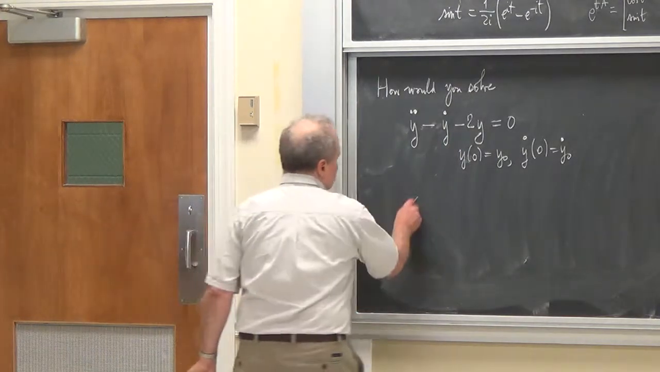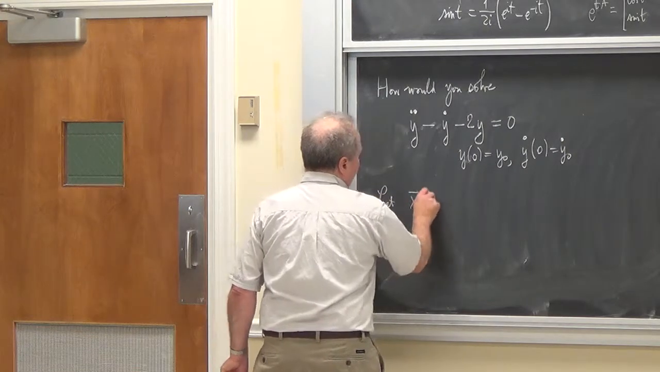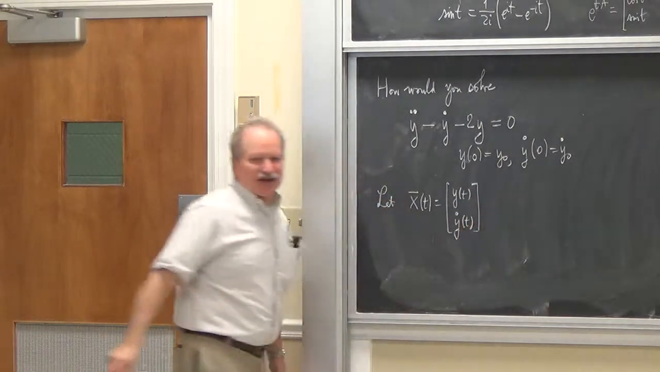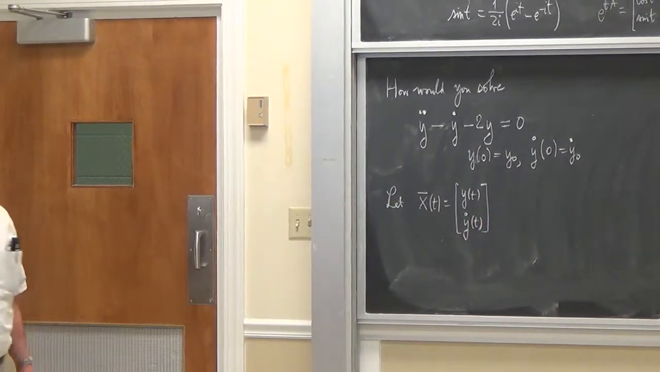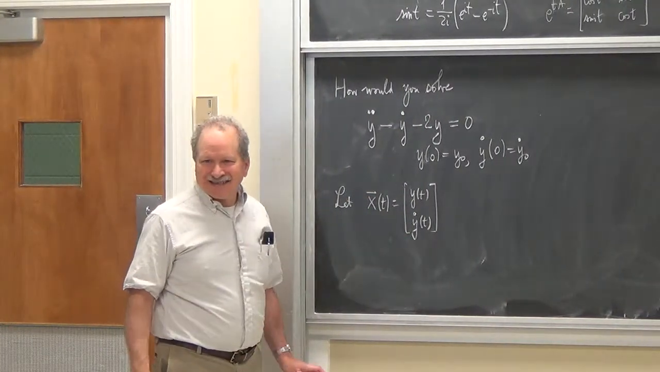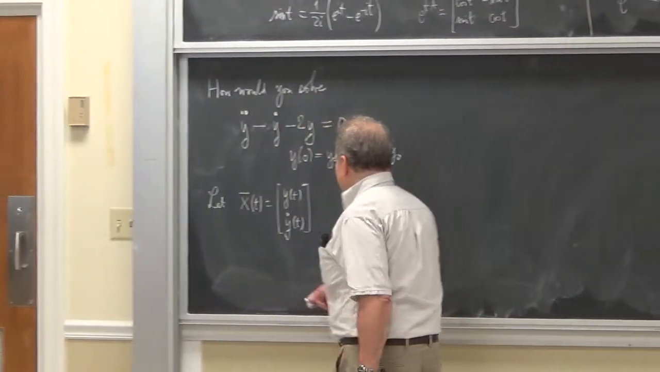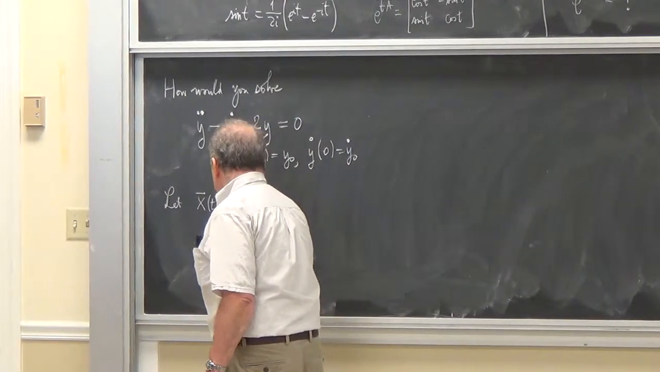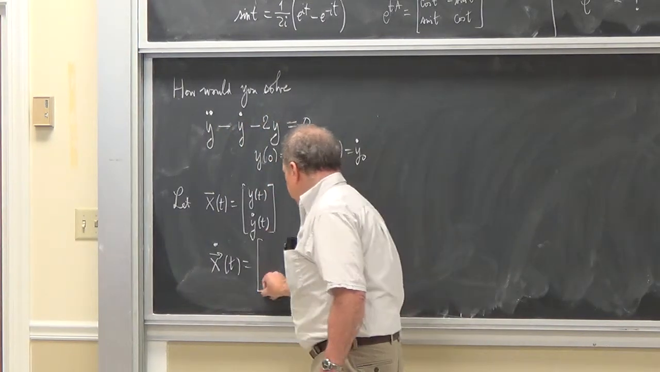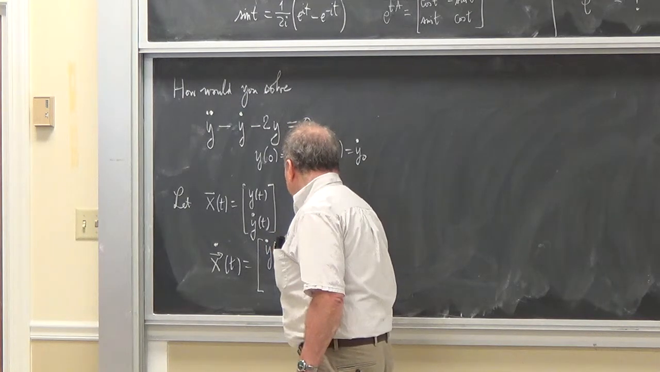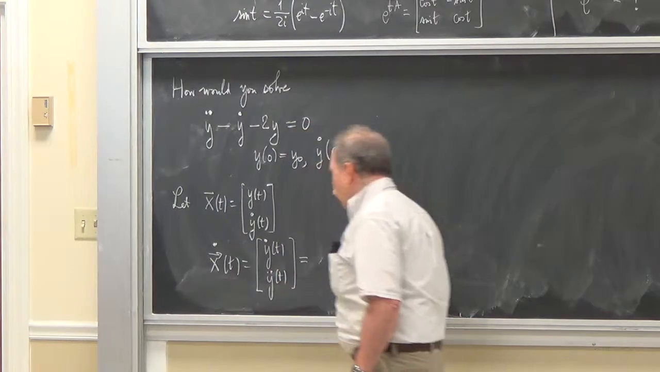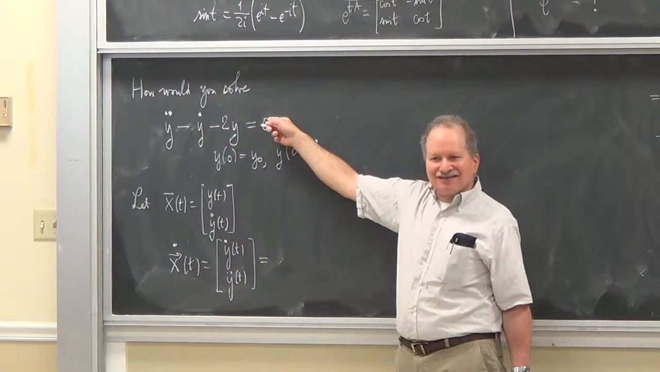So I'm going to introduce a vector that encodes two bits of information, just like we did with the difference equations. I'm going to put in y of t and y dot of t, and make that my x. So what differential equation does x satisfy? Well, x dot is going to be y dot, y double dot. And we know what y double dot is because we have an equation.